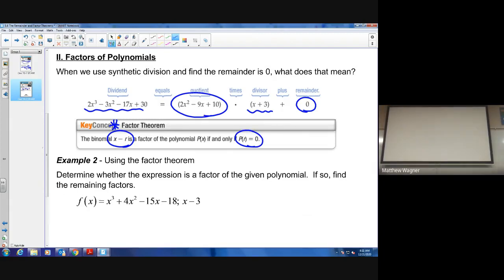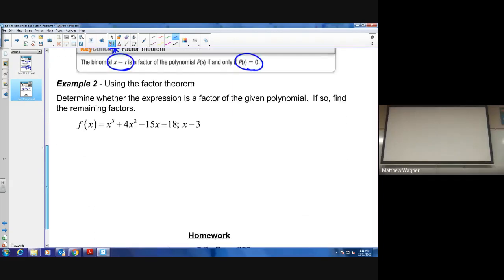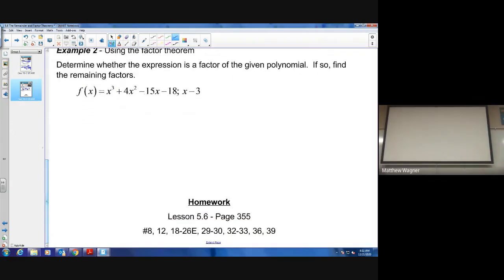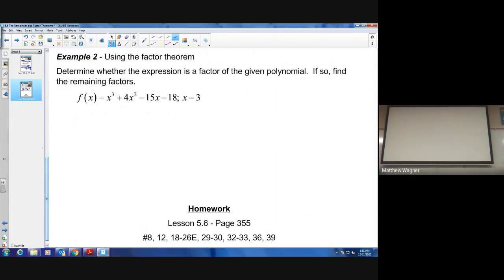All right. And that's what the second half of the day is all about. So we're going to use this idea to actually solve. I have my polynomial here, and I'm given one of the factors. So let's plug in 3 synthetically, and let's go ahead and solve.